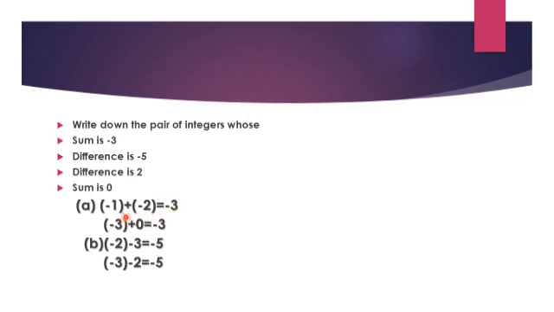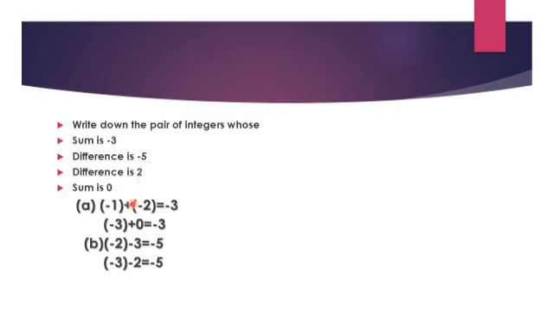Okay, in another way, -3 plus 0. -3 is an integer and 0 is an integer. We get the answer as -3. -3 plus 0 is -3. And the next one is difference is -5.